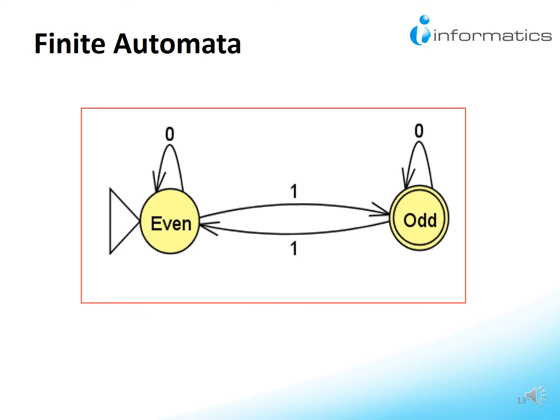Other than the states, the machine has transitions represented by the edges. So for example, in the state even, when it sees a 0, it will stay at the even state. However, in the even state, if we see a 1, the machine will jump to the odd state. Similarly, in the odd state, the machine will stay in the odd state on 0, and it will jump to the even state on input 1.